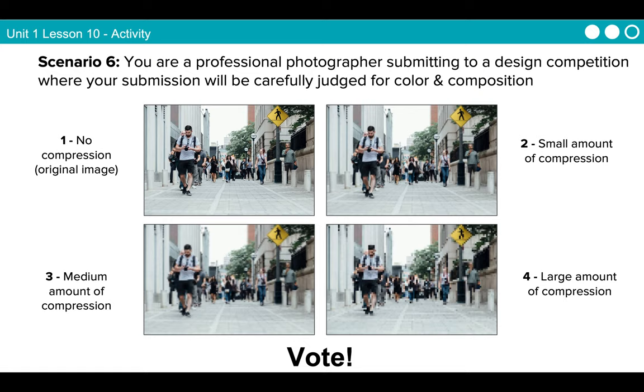Scenario six, you are a professional photographer submitting to a design competition where your submission will be carefully judged for color and composition. So here's the key: carefully judged for color and composition. It has to be item number one. For numbers two, three, and four, you're losing color, composition, and the clarity of the image. If you're being judged on color and composition, you would want to go for number one. At least my vote would be number one.